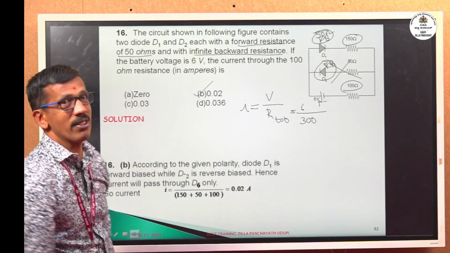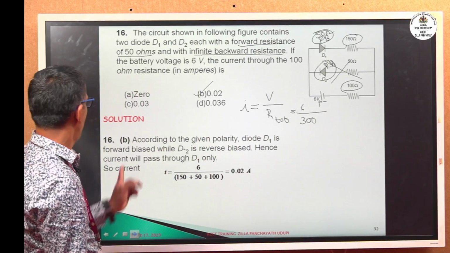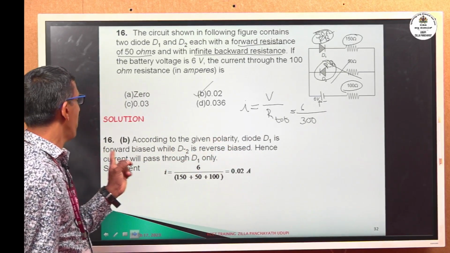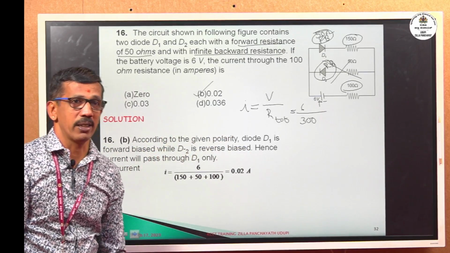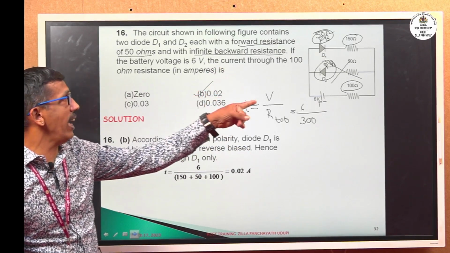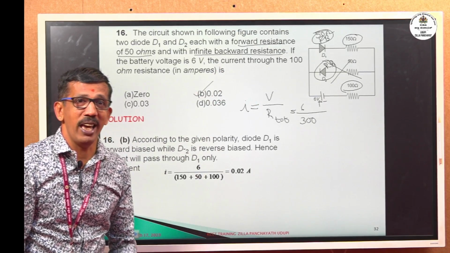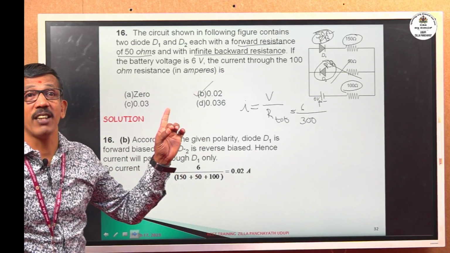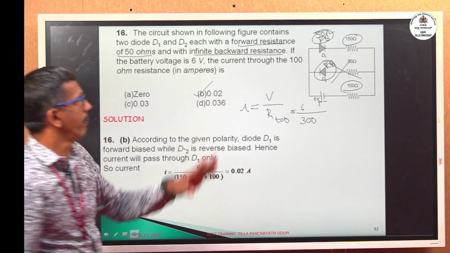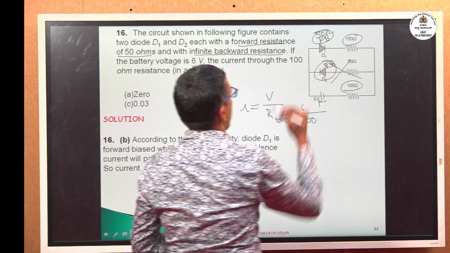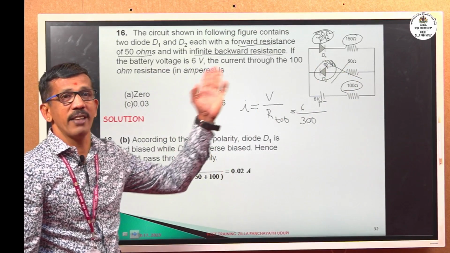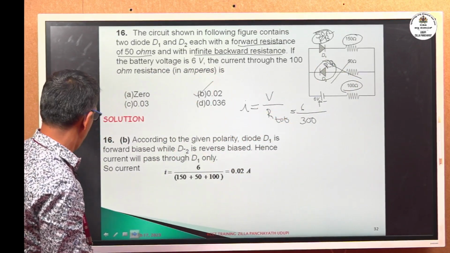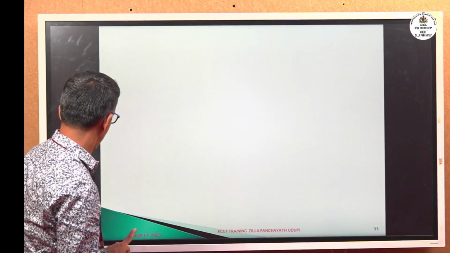Option B is the right answer. Just see the solution. According to the given polarity, diode D1 is forward biased while D2 is reverse biased. The reverse biased branch has infinite resistance, so open that branch, find the total resistance, and do V by R to get I. Move on to the next question.